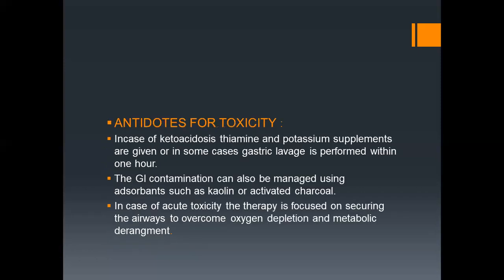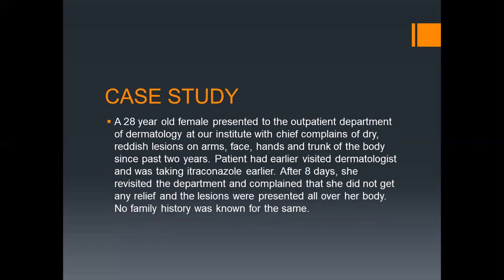In case of toxicity, we use certain antidotes. For example, in ketoacidosis, thiamine and potassium supplements are given, or gastric lavage is performed within 1 hour. The GI contamination can also be managed using adsorbents such as kaolin or activated charcoal. In case of acute toxicity, the therapy is focused on securing the airways to overcome oxygen depletion and metabolic derangement.